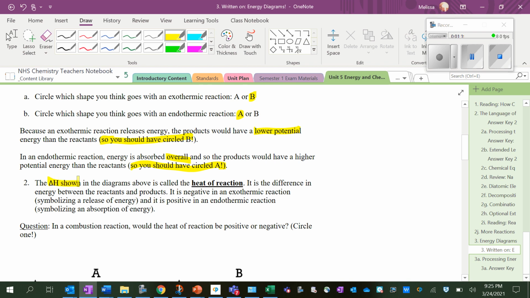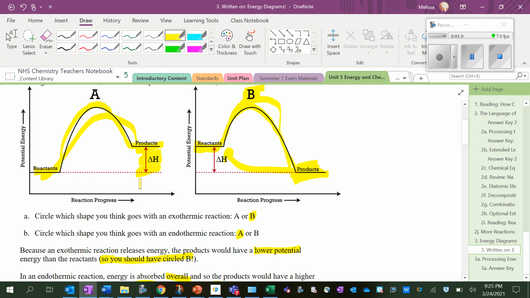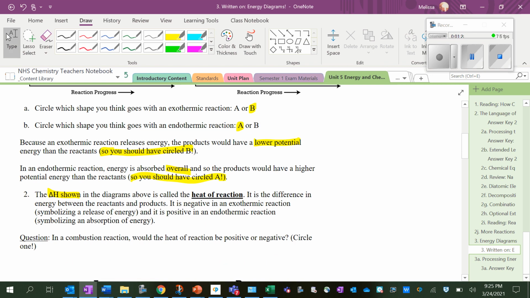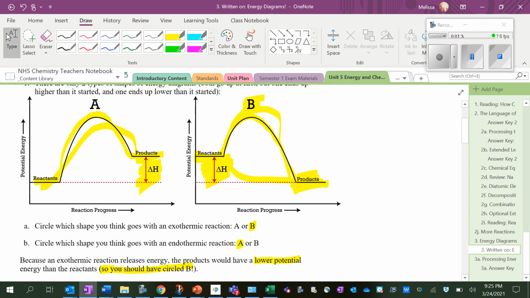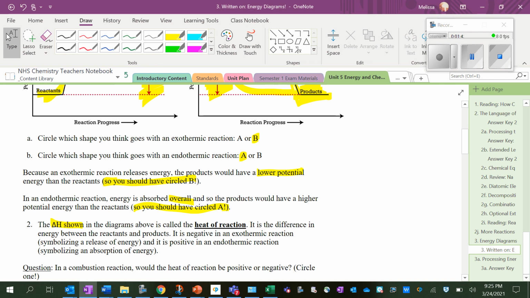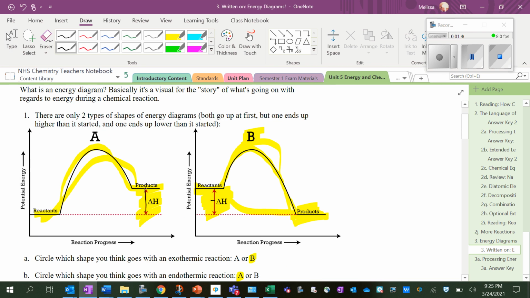The triangle H shown in the diagrams is called the heat of reaction. Okay, you can see it right here. It's the difference in energy between the reactants and products. It is negative in an exothermic reaction, symbolizing a release of energy. They could have labeled it negative here. And in an endothermic reaction, it is positive, symbolizing that overall it's absorbing energy.